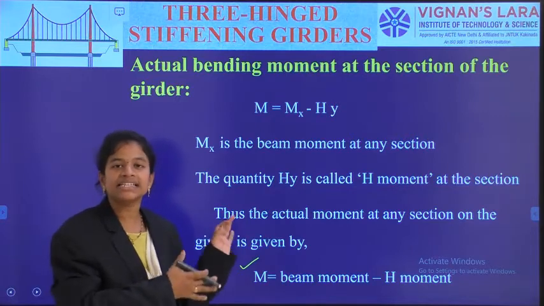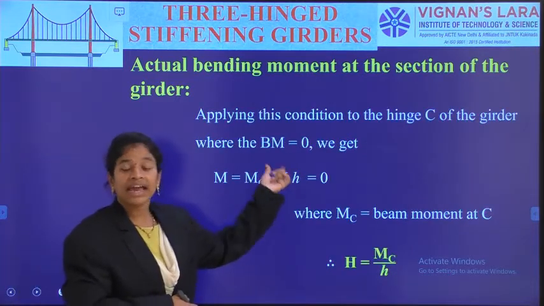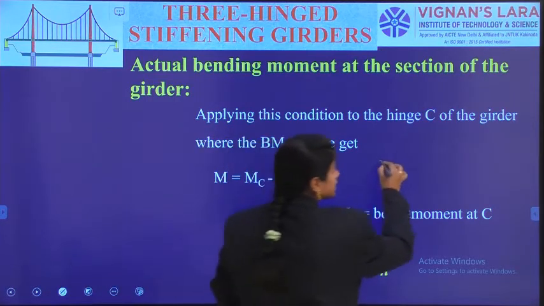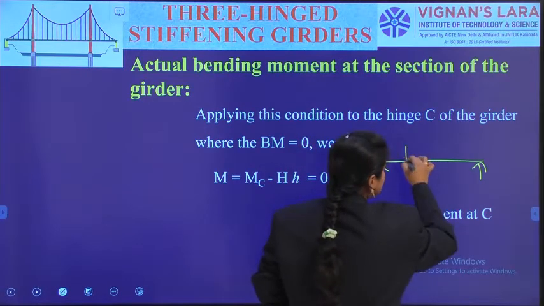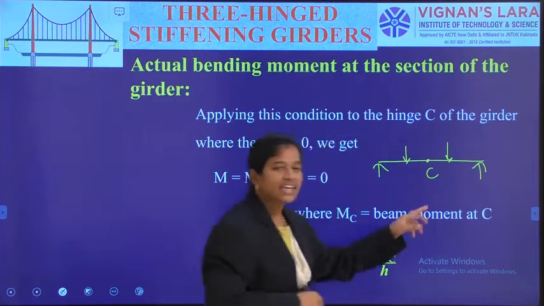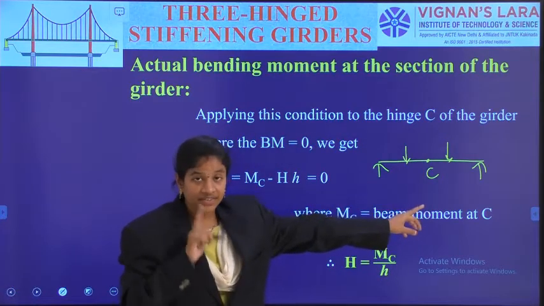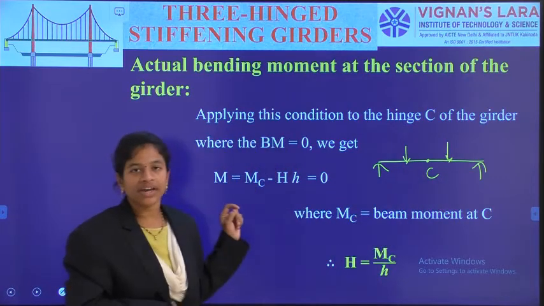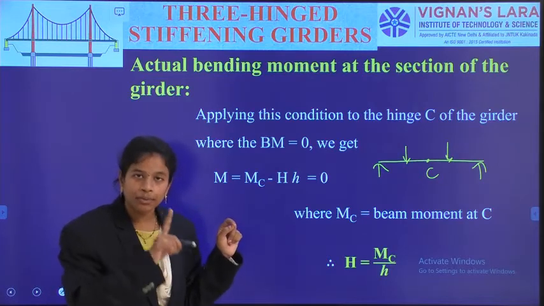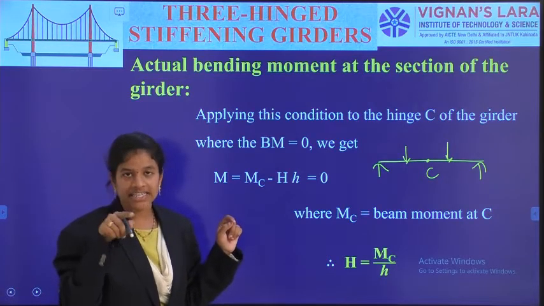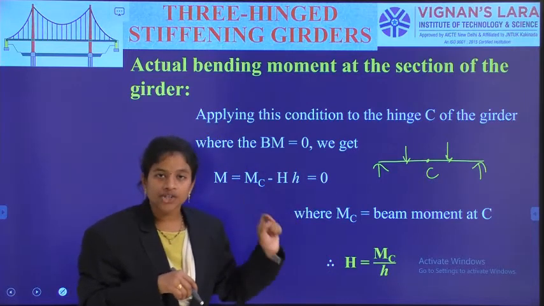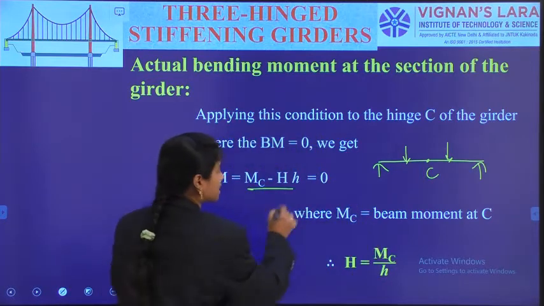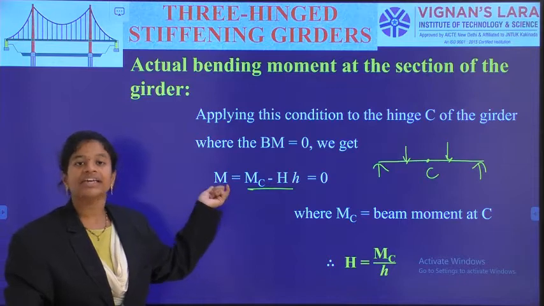But we said this is a 3-hinge stiffening girder. At that point C, in the beam, I know MC. When we consider the simply supported beam and apply external loads, I can calculate the bending moment at C, which I will indicate as beam moment C. Beam moment at C minus H into y at C. Using those two values, we will get the actual bending moment in the girder at C.